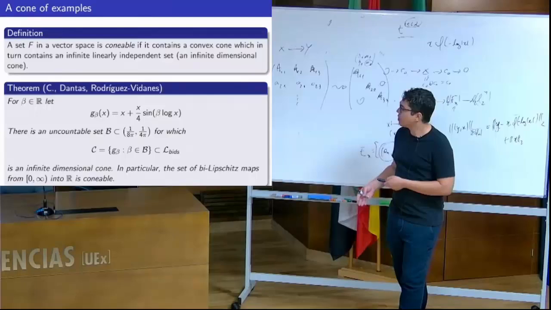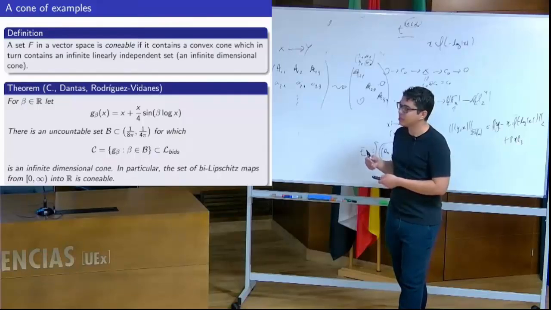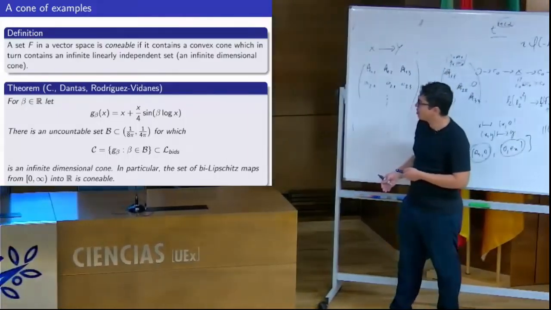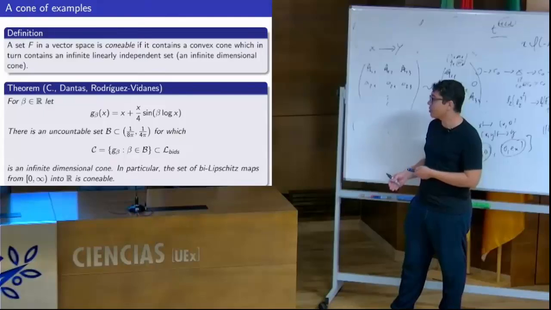So these form an infinite dimensional cone inside L bits. It must be a cone. It cannot be a subspace, because if you take G beta and subtract from another G beta, this X here will cancel, and you'll lose by Lipschitz. Okay. So this set here forms an infinite dimensional cone, and in particular, the set of bi-Lipschitz maps is coneable as well.